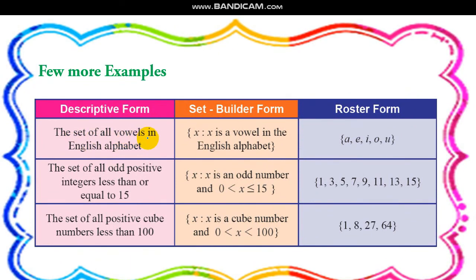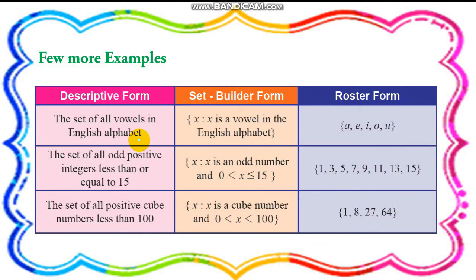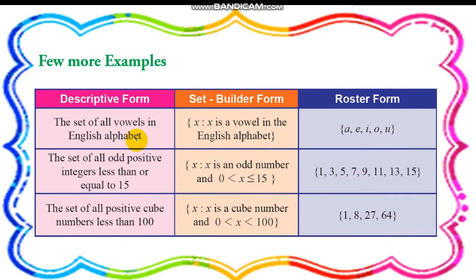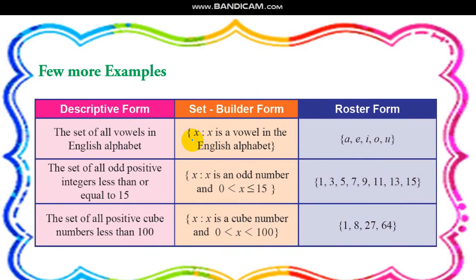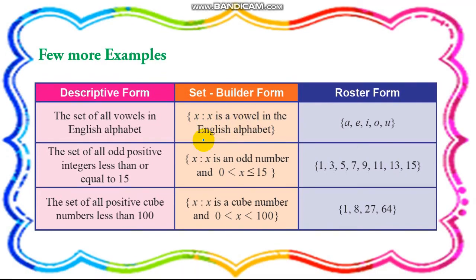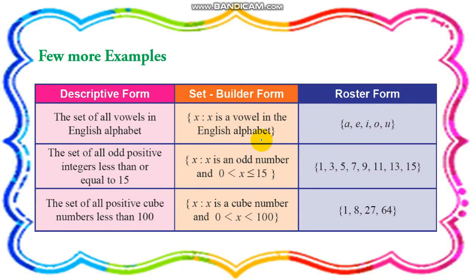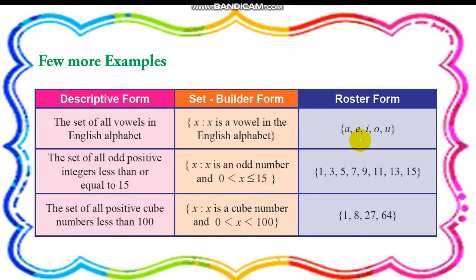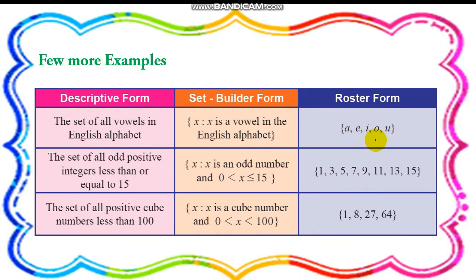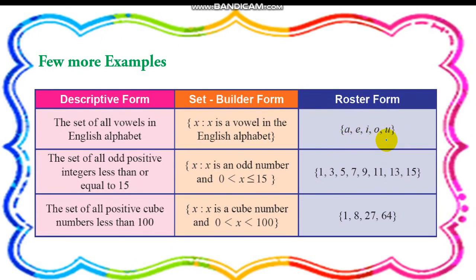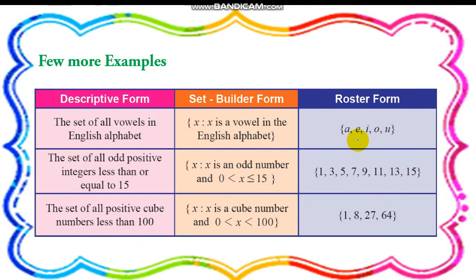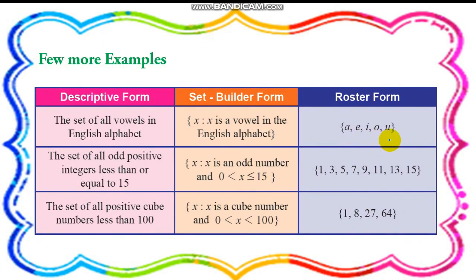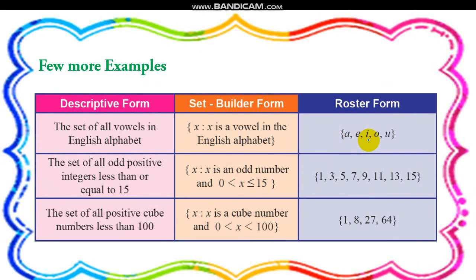The set of all vowels in the English alphabet. It is written in descriptive form. How can we write the same set in set builder form? We will write x is a set of all x such that x is a vowel in the English alphabet. Similarly, we will write the same vowels of the English alphabet in roster form like this. We will simply list all the vowels of the English alphabet in roster form and separate them by using commas.